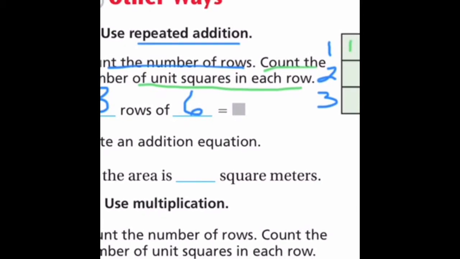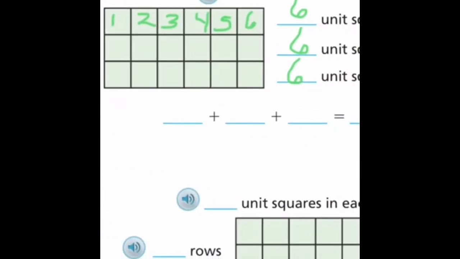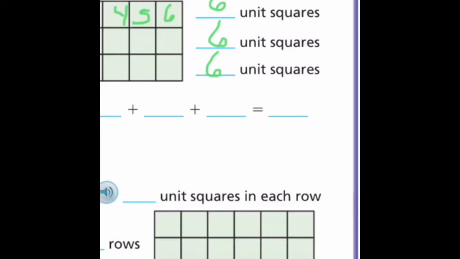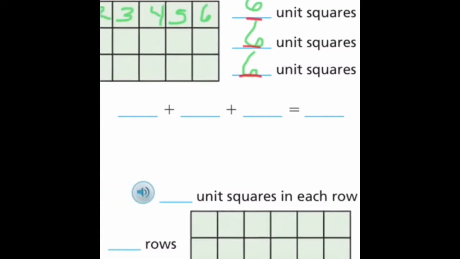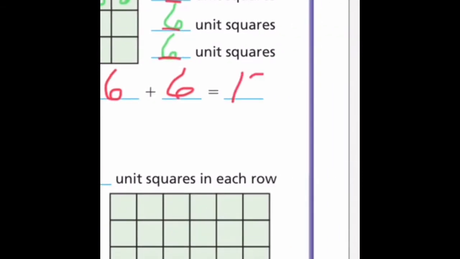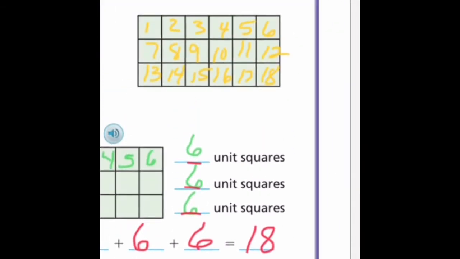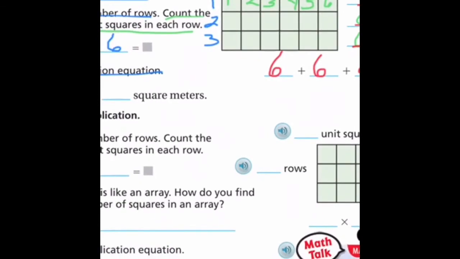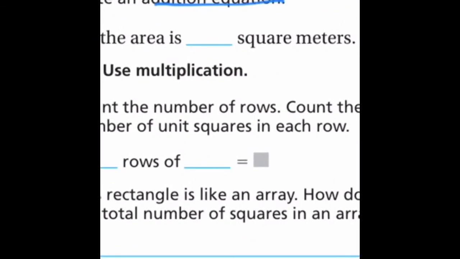So next part, write an addition equation. We'll do that over here. And we look at my green numbers I wrote there. 6 unit squares, 6 unit squares, 6 unit squares in those 3 rows. So it's 6 plus 6 plus 6, that equals 18. Same answer as we had up there because it's the same shape, same answer. Our area is 18 square meters.